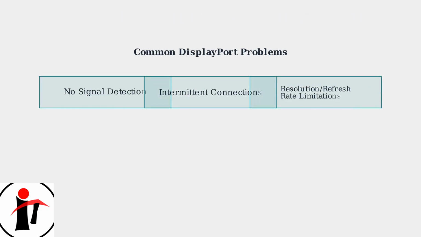Sceptre monitor DisplayPort problems are among the most common display connectivity issues users face today. Understanding how to properly diagnose these problems can save you hours of frustration. DisplayPort issues typically manifest in three main ways: complete signal loss, where the monitor shows no signal, intermittent connections that drop randomly, and limitations in available resolution or refresh rate options.